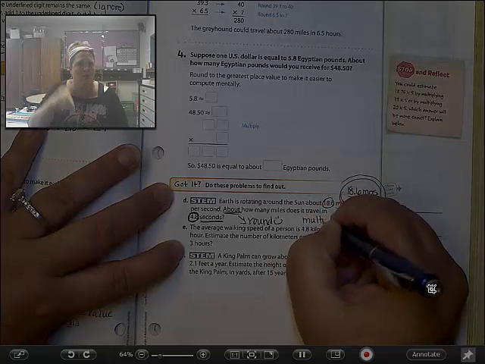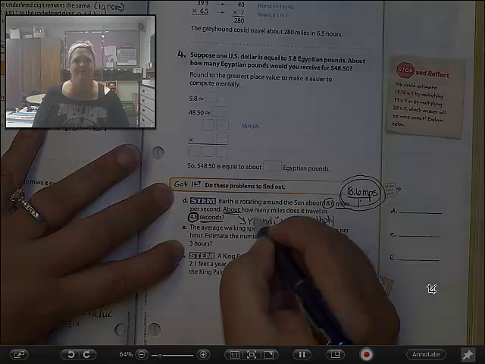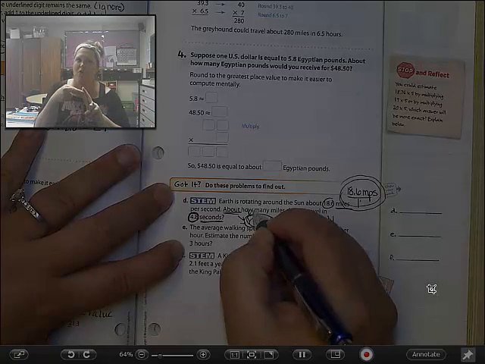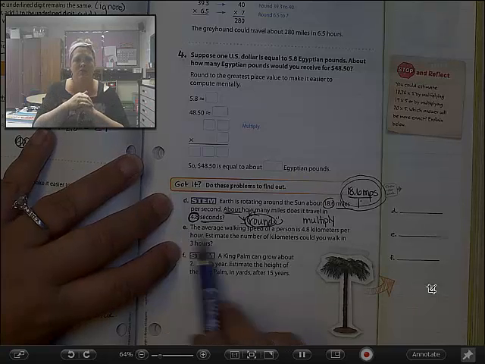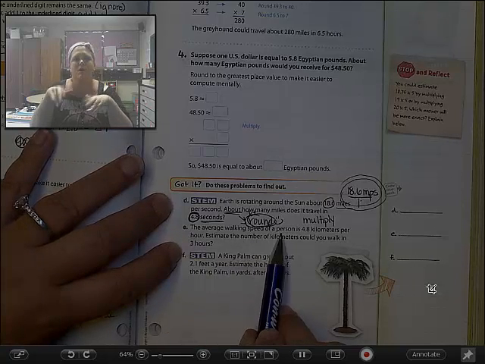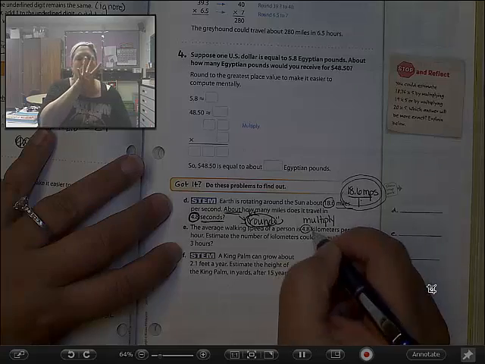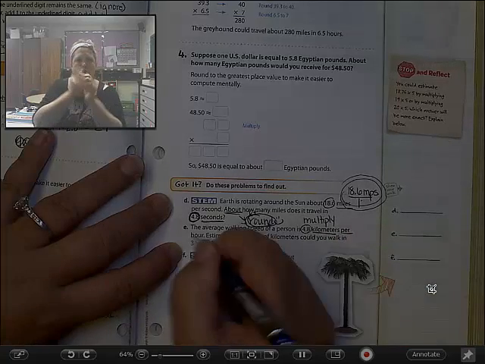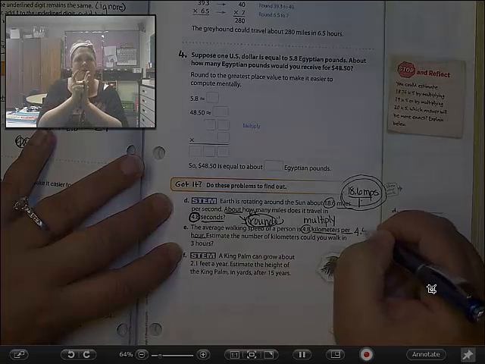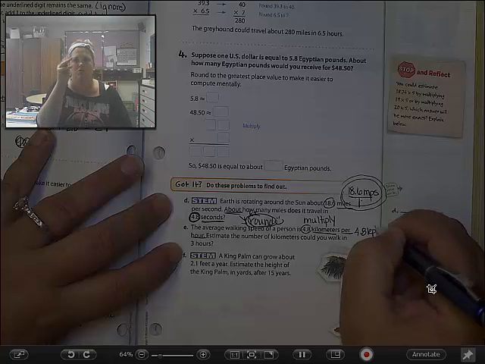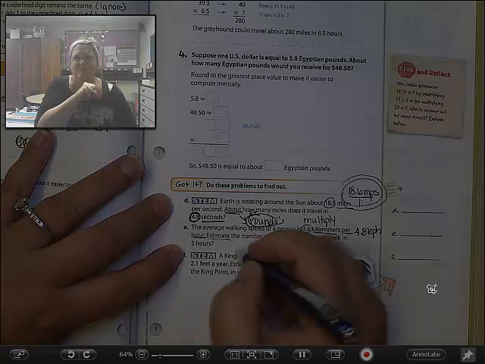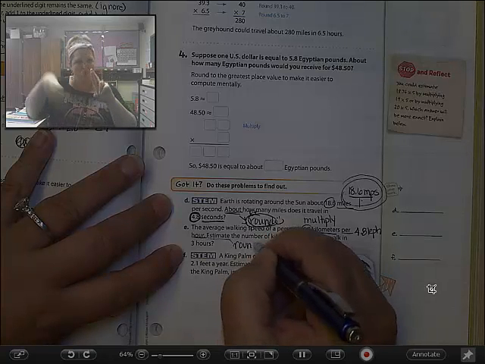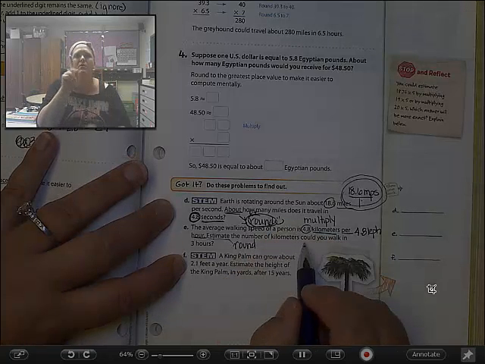If I have 6.98 first, and I'm going to take away the next one, the average walking speed of a person is 4.8 kilometers. When I line that up, I'm going to do 6.98 kilometers. Here's my decimal. Estimate 5. Yes, again, I can round. 9.8, the number of kilometers.